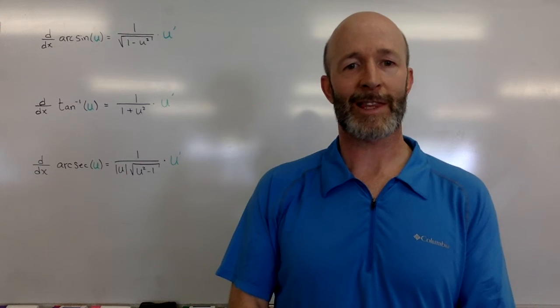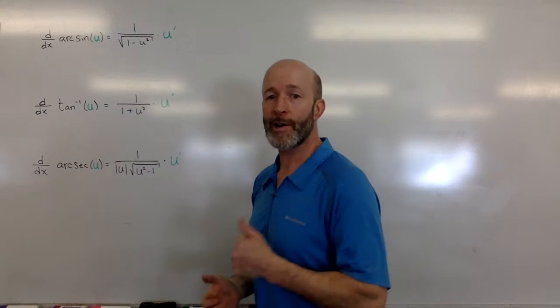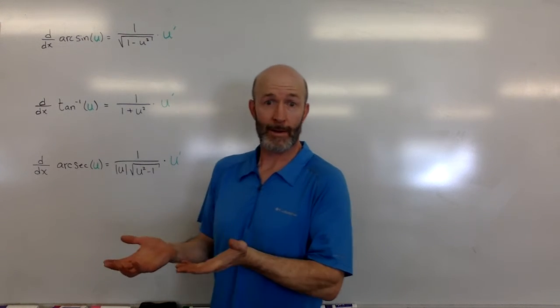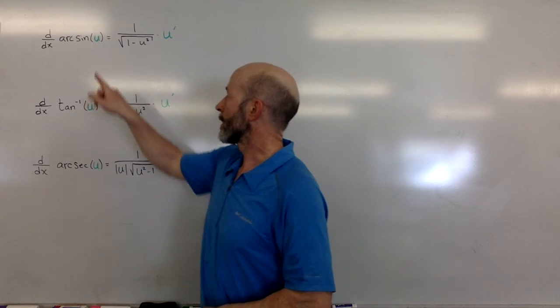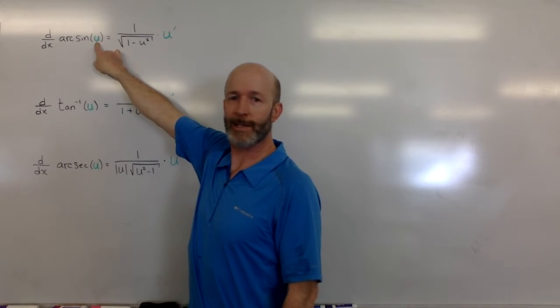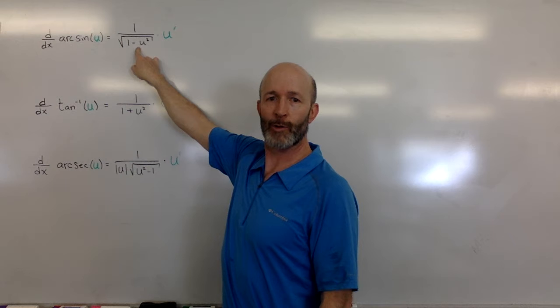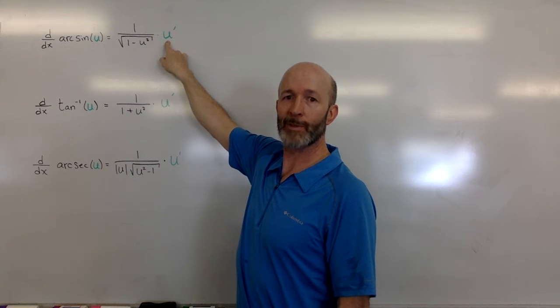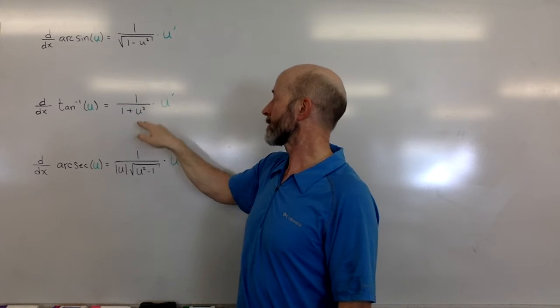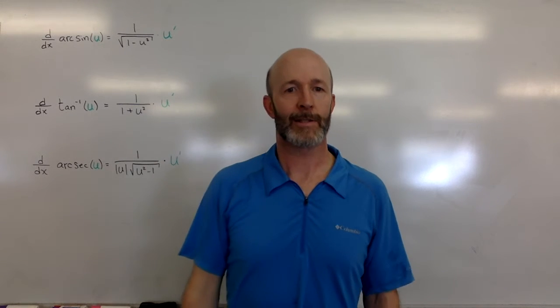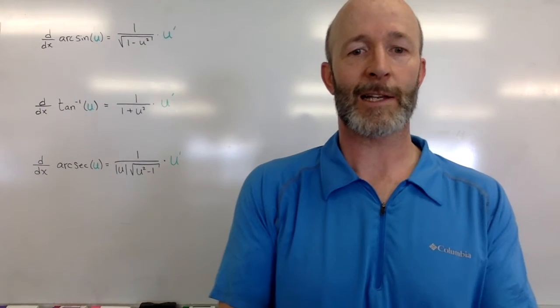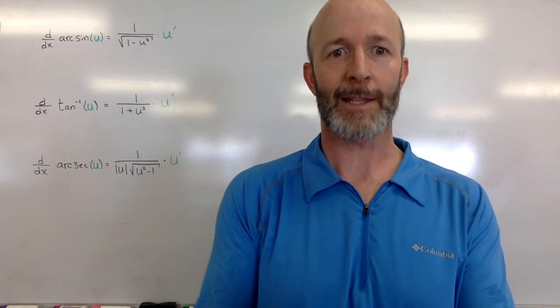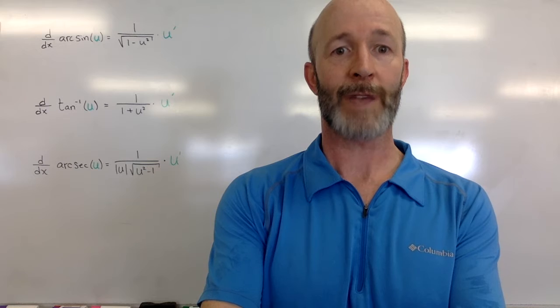Please take a close look at these three rules. Notice I already wrote them in the form of chain rule. If you happen to have another function inside of here, this is your essential rule for arcsine. But if you need to use the chain rule, don't forget to multiply by the derivative of whatever function u represents. Same thing for tangent and arcsecant. So if you take a close look at those three, you'll realize that the other three trig functions are very similar.